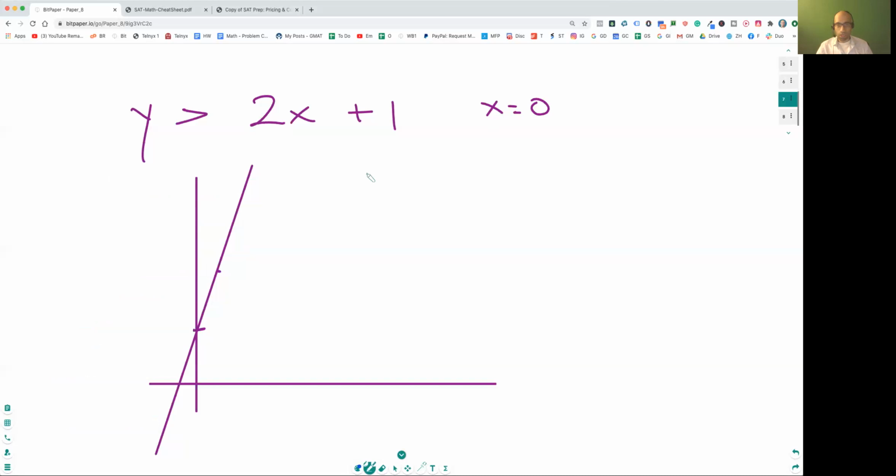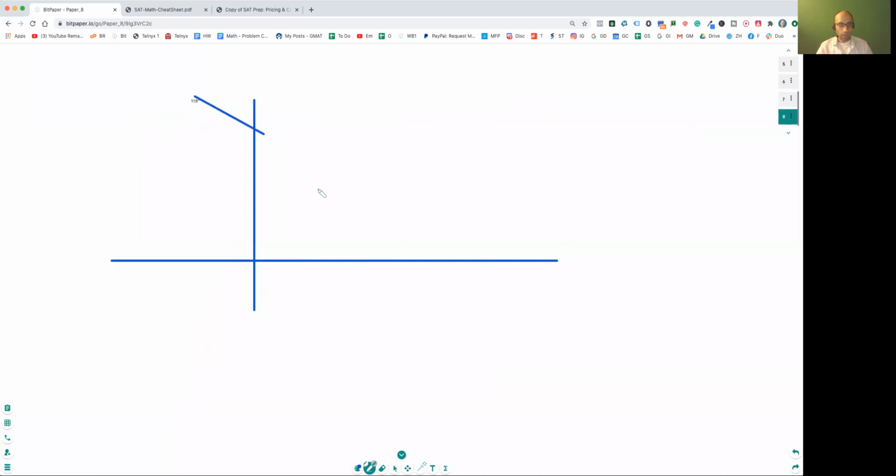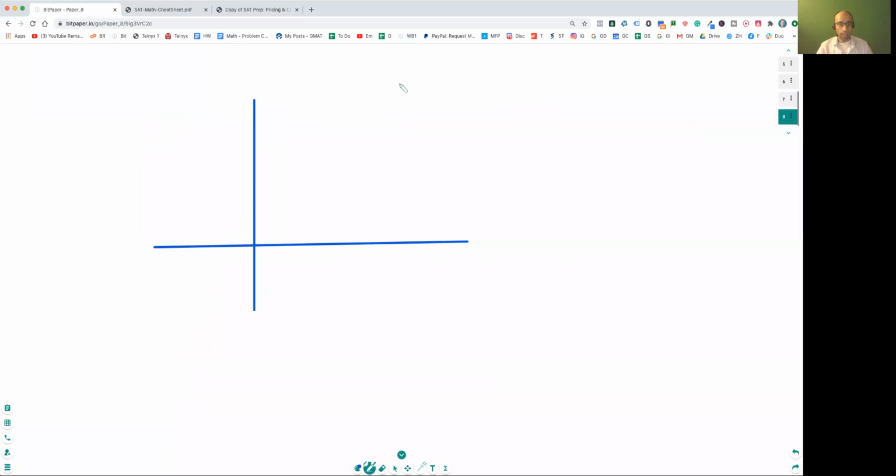Now let's try another one. Let's think about another equation over here. Let's say y is less than 4x plus 2. Okay, so first of all, I'm going to draw 2 here, and then I'm going to do 4 up and 1, so it's going to look like this.